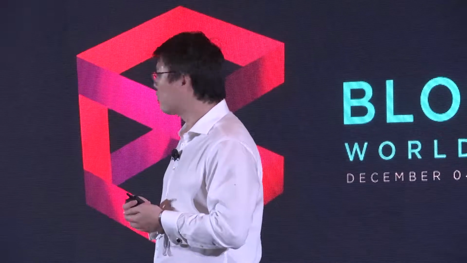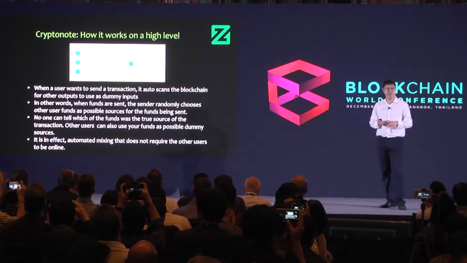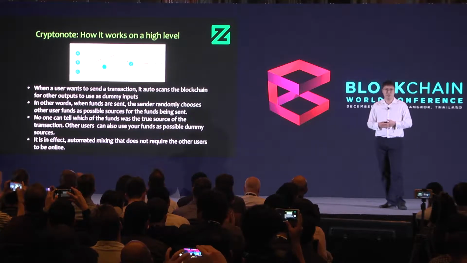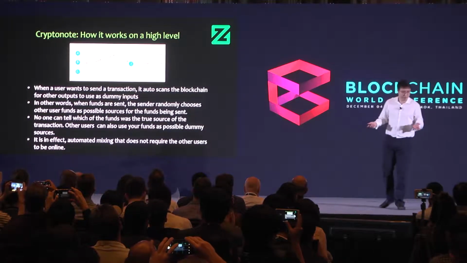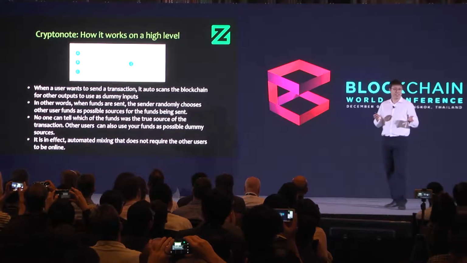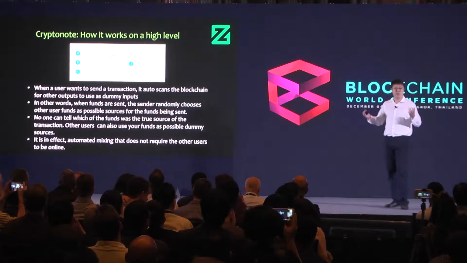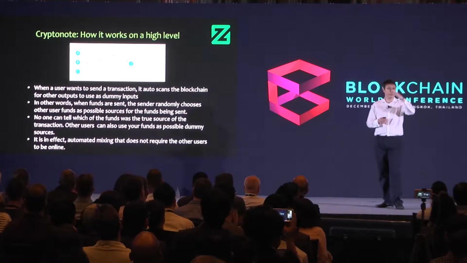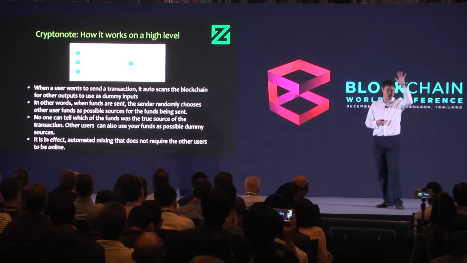So CryptoNote's really interesting the way it works, because when a user wants to send a transaction, it doesn't use other people's funds to mix with. It auto-scans the blockchain for other outputs to use as dummy inputs. So basically, when I form the transaction, I'm finding other people to fart with, right? And then when funds are sent, the sender randomly chooses other users' funds as possible sources of funds to be spent. No one can tell which one is the true source of the fund, because it could be any of these guys. And other users can also use your funds as their dummy sources.